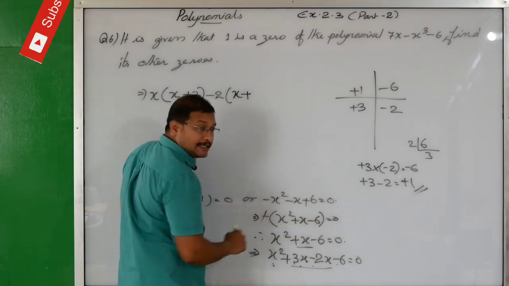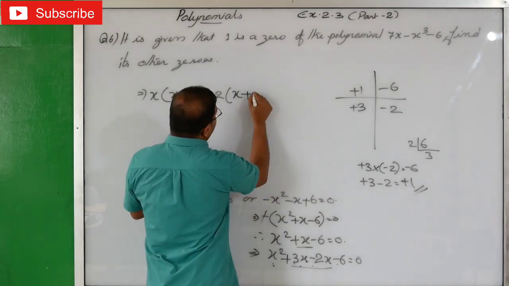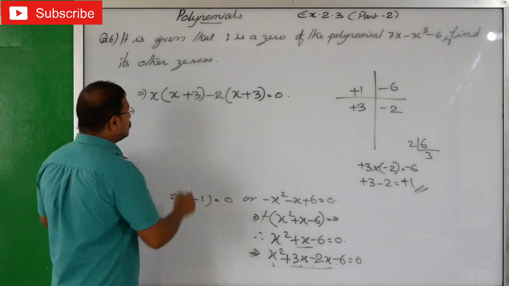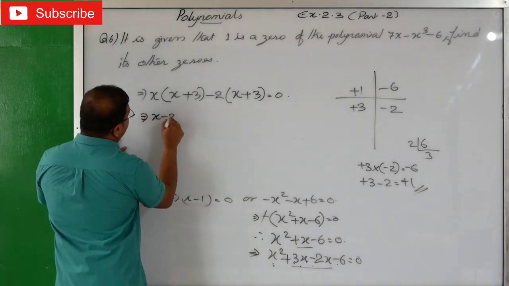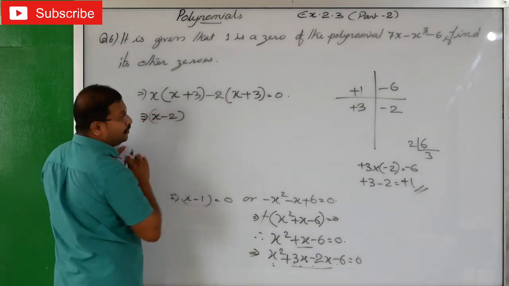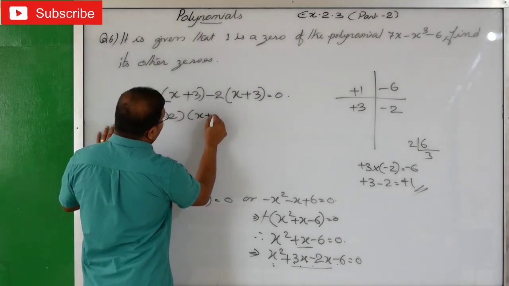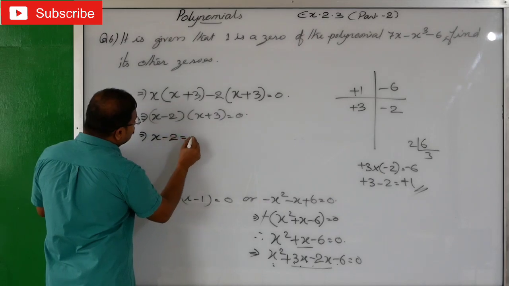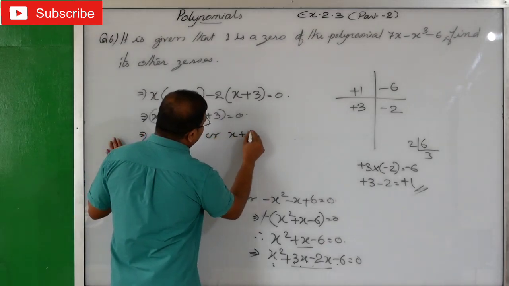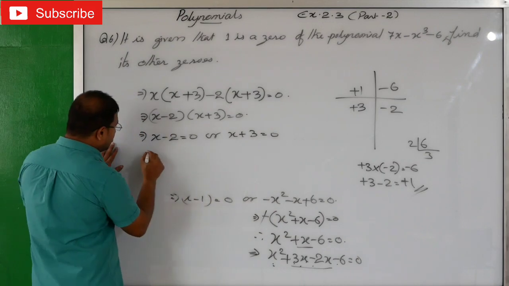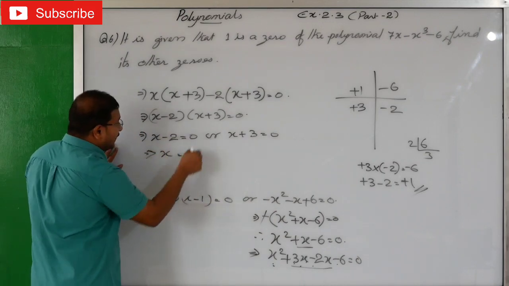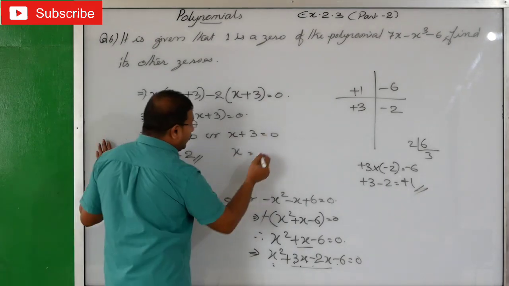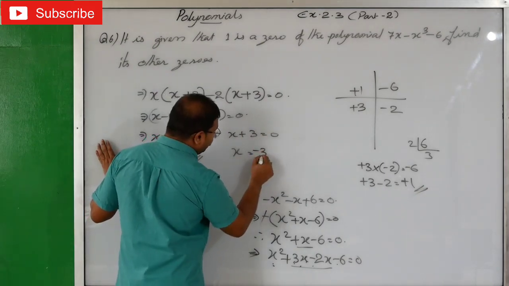2 into how much will get 6? 2 3s are 6. So, the 3 will be inside. Ready? Now, see the brackets are same. That implies x minus 2 into x plus 3 equal to 0. That implies x minus 2 equal to 0 or x plus 3 equal to 0. This implies x equals minus 2 goes to the next side, plus 2, and plus 3 goes to the next side, minus 3.